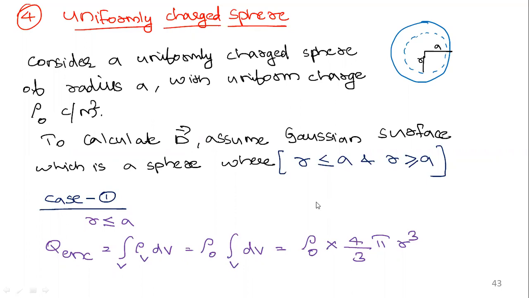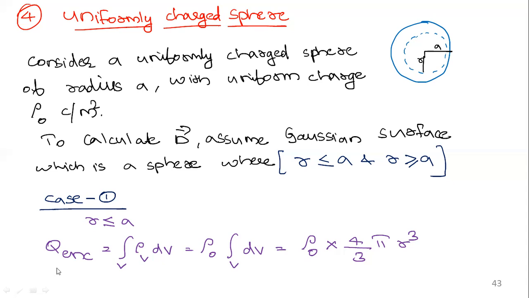So we have the Gaussian surface, that is r is less than or equal to a and r is greater than or equal to a. That is 0 less than r less than or equal to a. Same condition. So first condition we say r is less than a. So that is inside the surface.